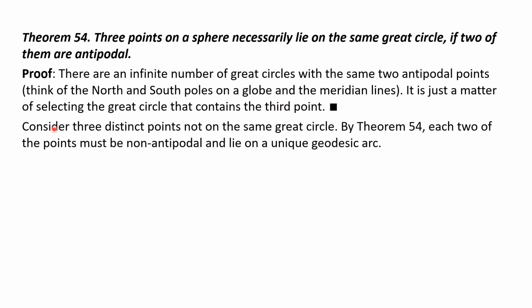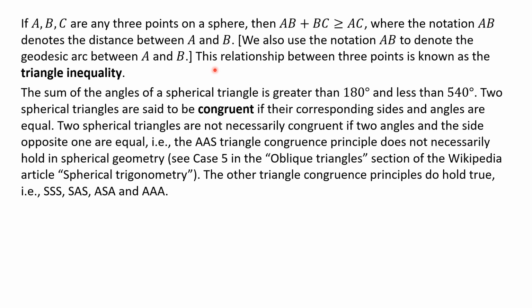Then from this theorem, we have another concept. Consider three distinct points not on the same great circle. By theorem 54, each two of the points must be non-antipodal and lie on a unique geodesic arc. If A, B, and C are three points on the sphere, then the distance A to B plus the distance B to C is greater than or equal to the distance from A to C. And if A, B, and C are on the same great circle, then we would have equality here. And this is known as the triangle inequality. We've seen that before.